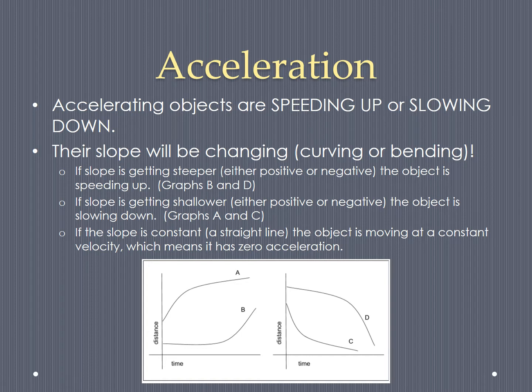If the slope of the trend line is constant, meaning the line is perfectly straight, this means the object is moving at a constant velocity. And things that are traveling at a constant velocity have zero acceleration. They're not speeding up or slowing down. These lines don't have to be flat. It can be a straight line that has a positive slope or a straight line that has a negative slope. It just can't have any bends or curves in it, or else it will be accelerating.